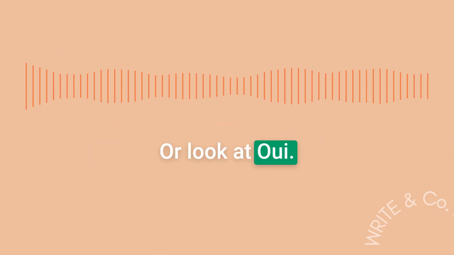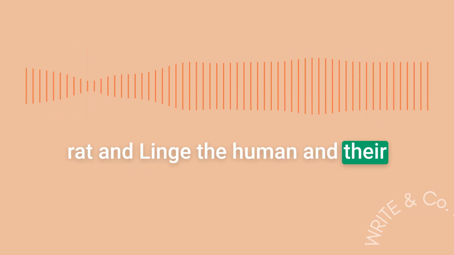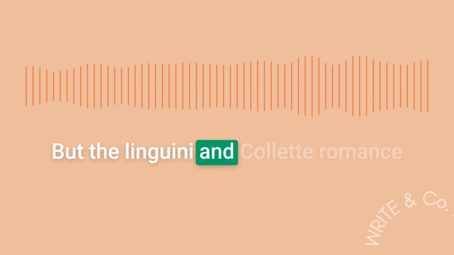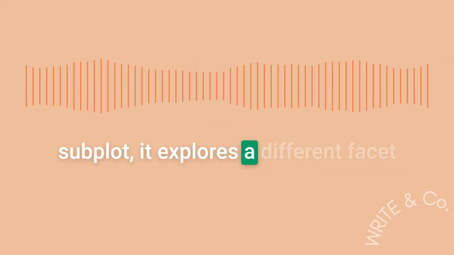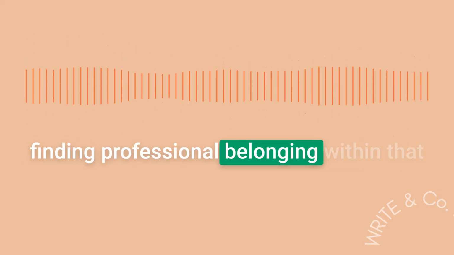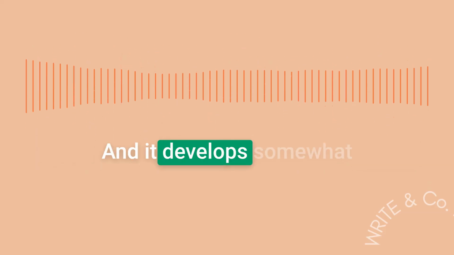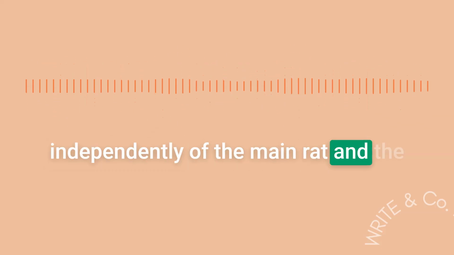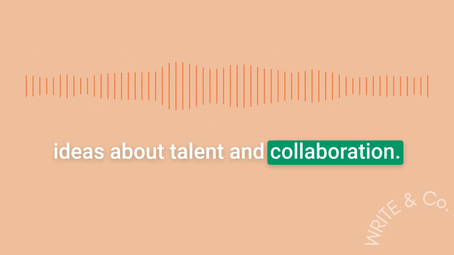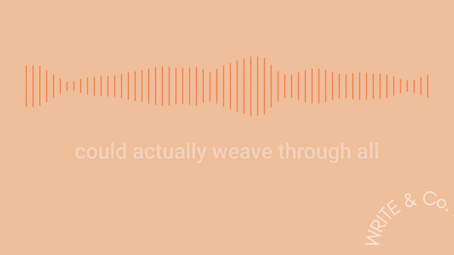Exactly. Or look at Ratatouille. The central conflict is Remy the rat and Linguini the human and their secret cooking arrangement. That's the A story. Right, the core gimmick. Yeah. But the Linguini and Colette romance subplot explores a different facet of themes like mentorship, trust, and finding professional belonging within that specific high-pressure restaurant world. And it develops somewhat independently of the main rat plot, but it deepens the film's ideas about talent and collaboration.